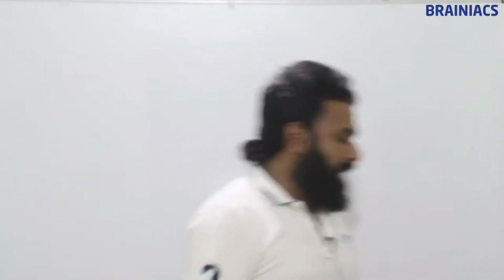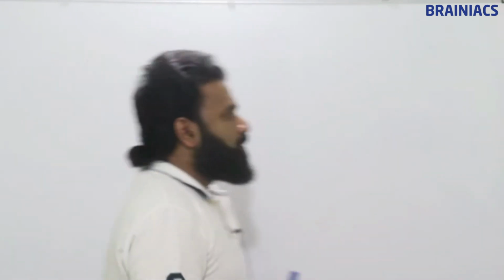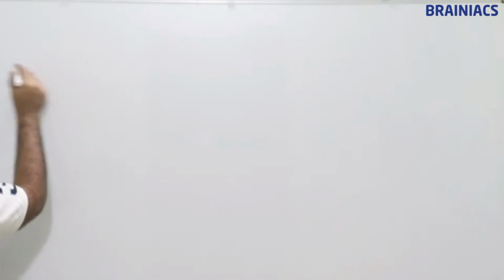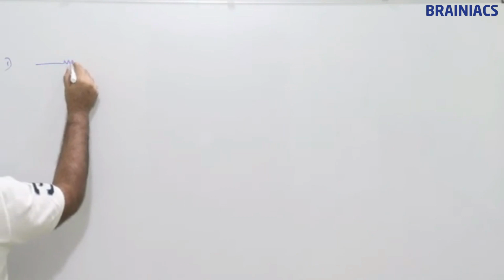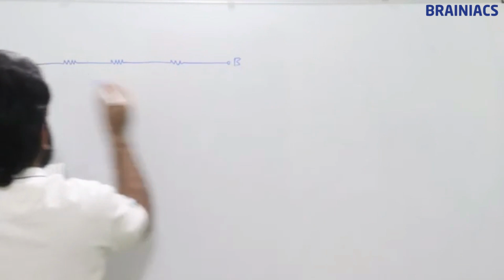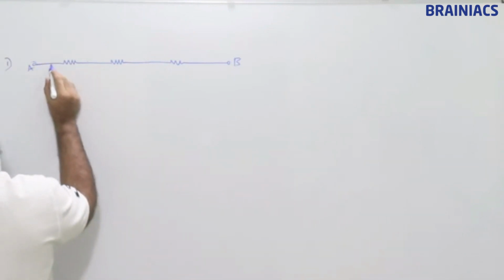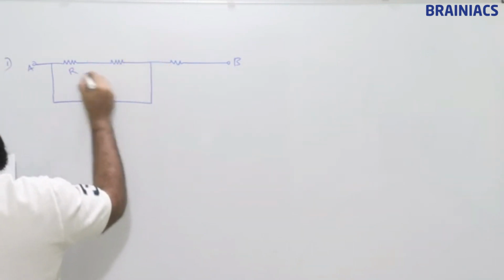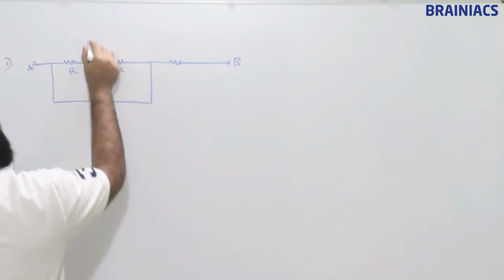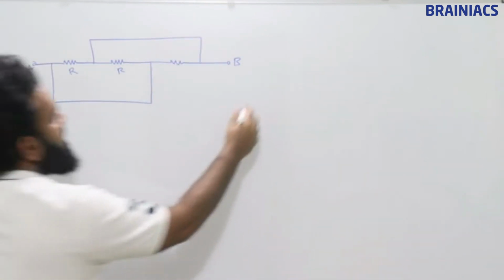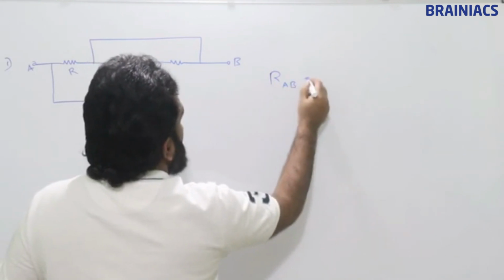This concept will help us to do some problems. So we will see problems right away. Find the equivalent resistance between A and B. This is the circuit. This is B, this is A. Connect like this. This is R, this is R. So what is the equivalent resistance between A and B?